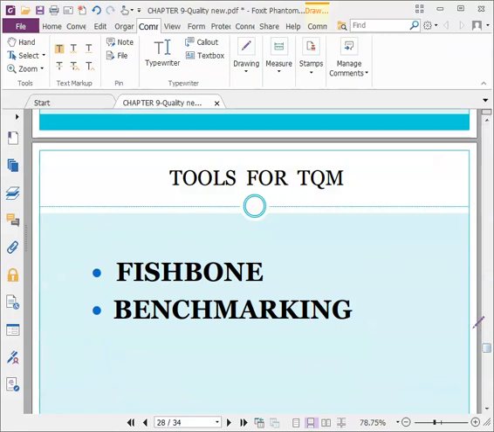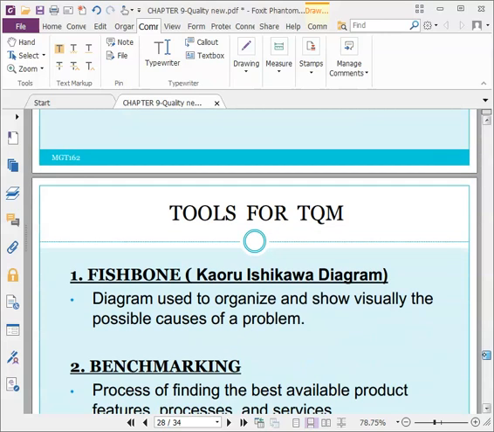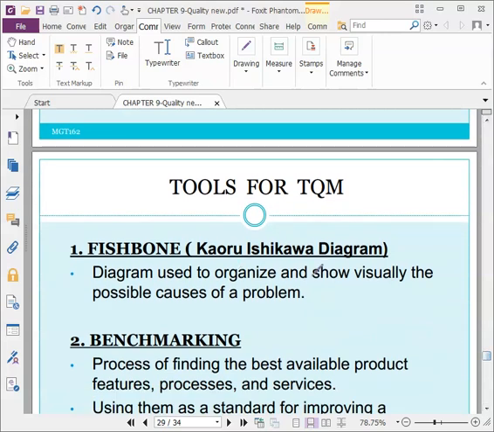Okay. So, other than that, kita tengok what is the tool for TQM instead of benchmarking and Kaizen. Okay. Apa lagi antara contoh dia adalah fishbone and benchmarking. Nah, benchmarking ni kita akan tengok pada sini. Apakah dia benchmarking? Okay. Fishbone ni siapa yang buat? Kaoru Ishikawa tadi. Okay, dia create fishbone punya diagram. Okay, diagram used to organize and show visually the possible cause of a problem.